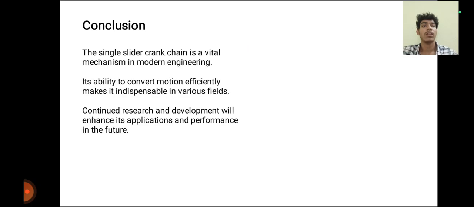Conclusion. The single slider crank chain is a vital mechanism in modern engineering. Its ability to convert motion efficiently makes it indispensable in various fields. Continued research and development will enhance its application and performance in the future.